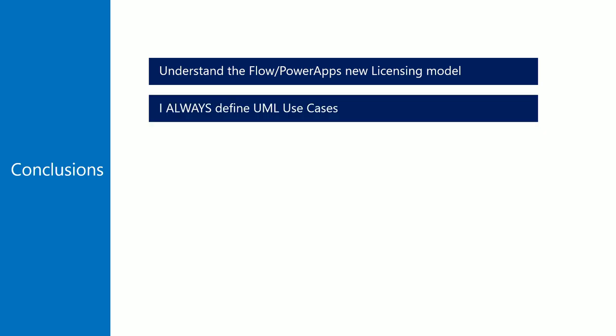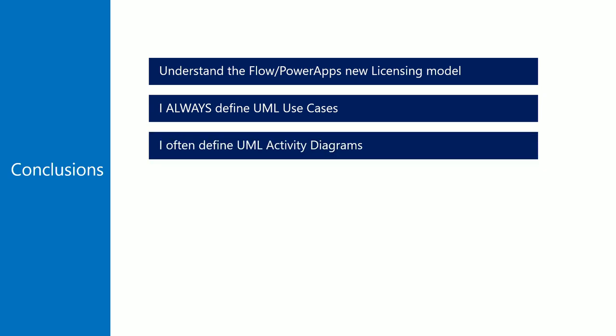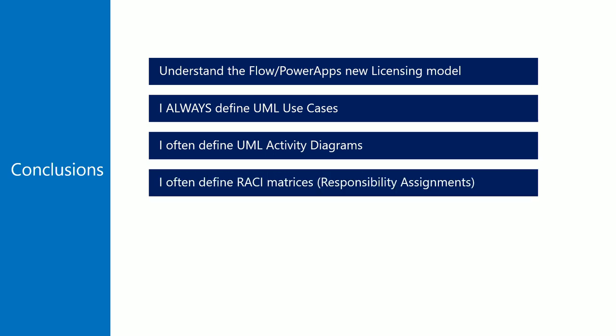So personally, I always define a use case. I never create a flow without a use case. I often define a UML activity diagram. I often define a RACI matrix. So RACI means responsibility assignment matrix, where you know exactly who is responsible, who should be notified. And I define that in a SharePoint list, and my flow reads that and sends the notification to the appropriate person.